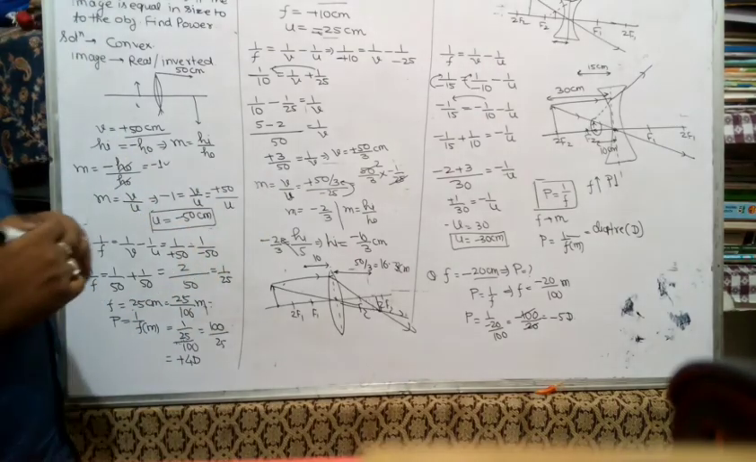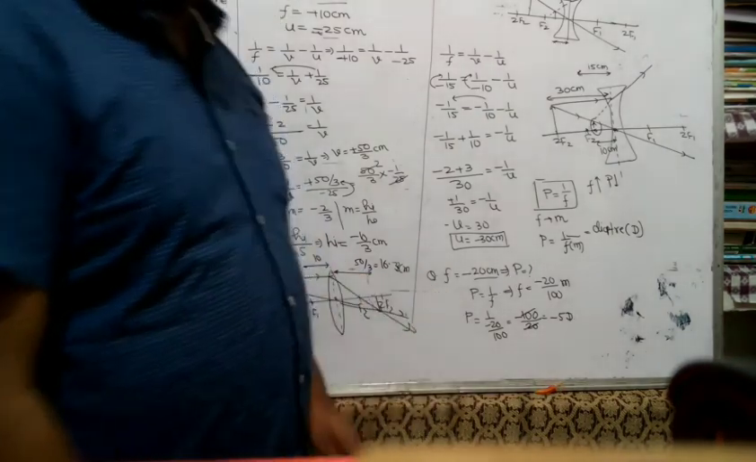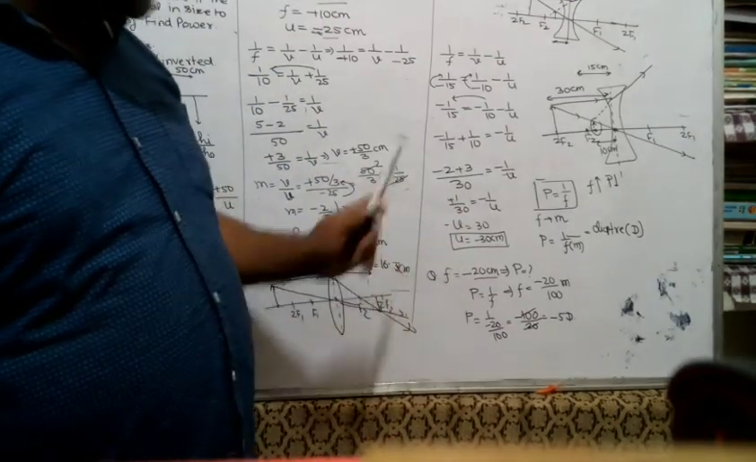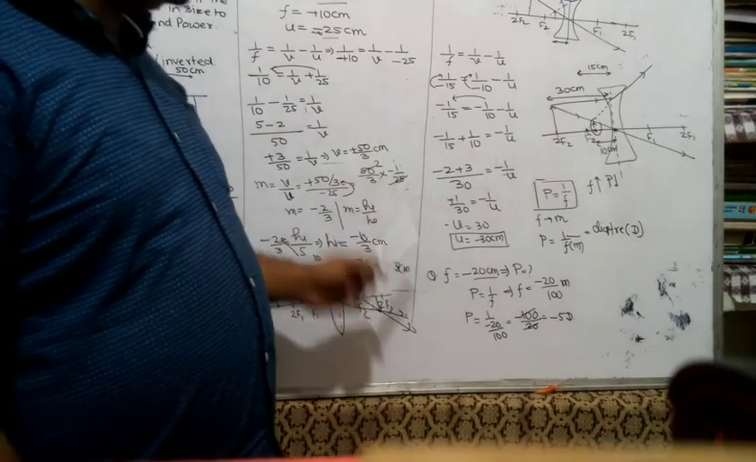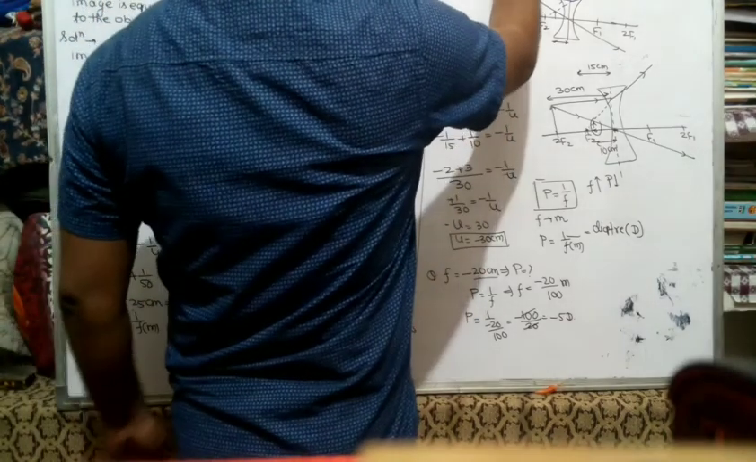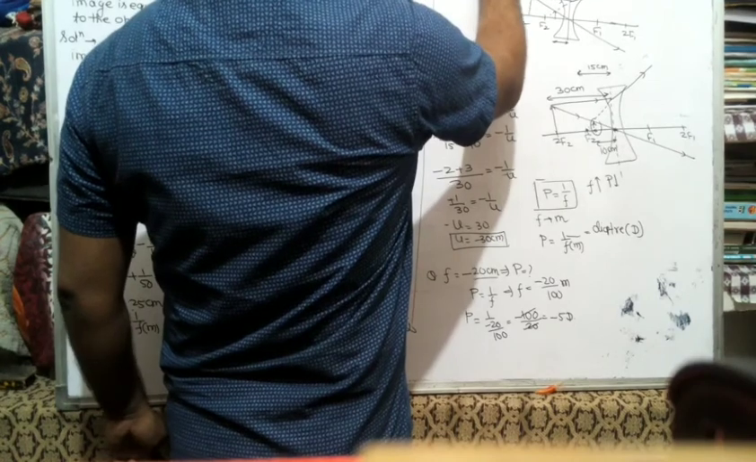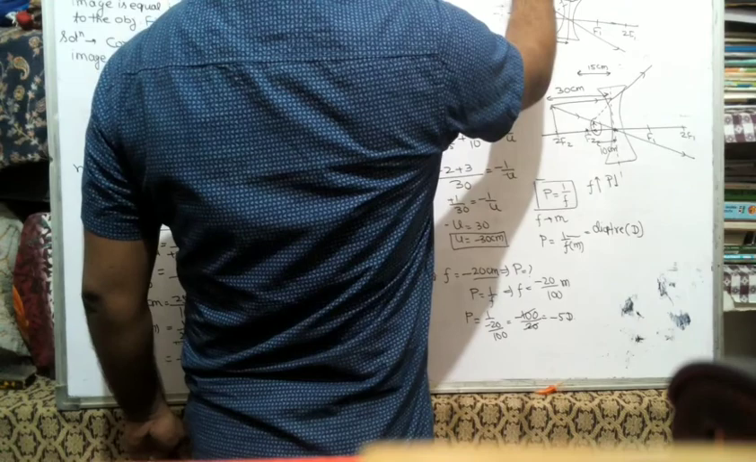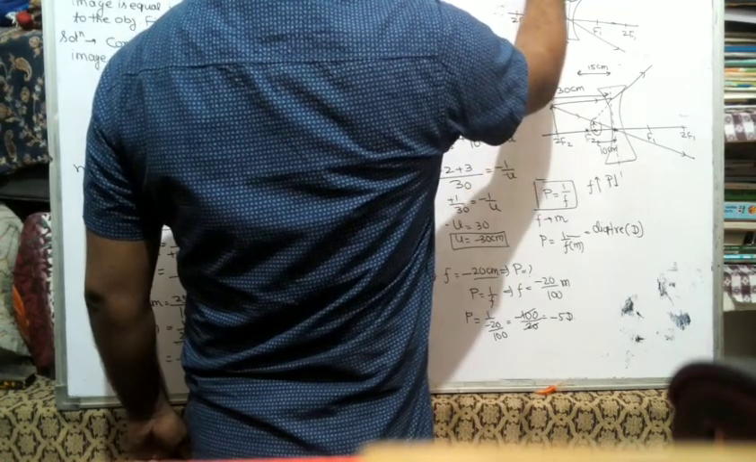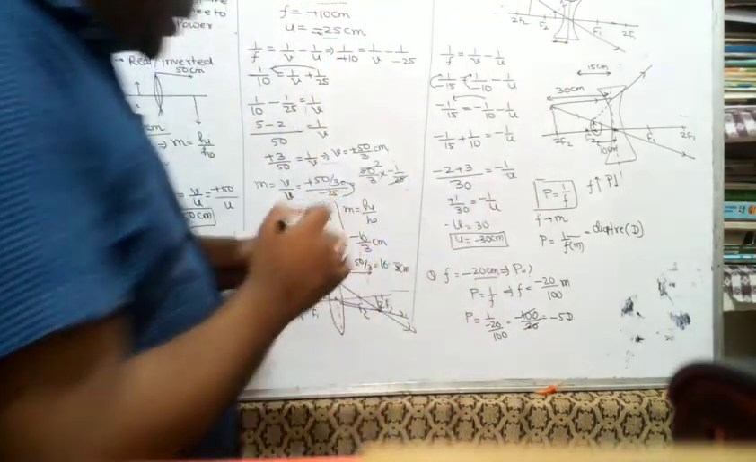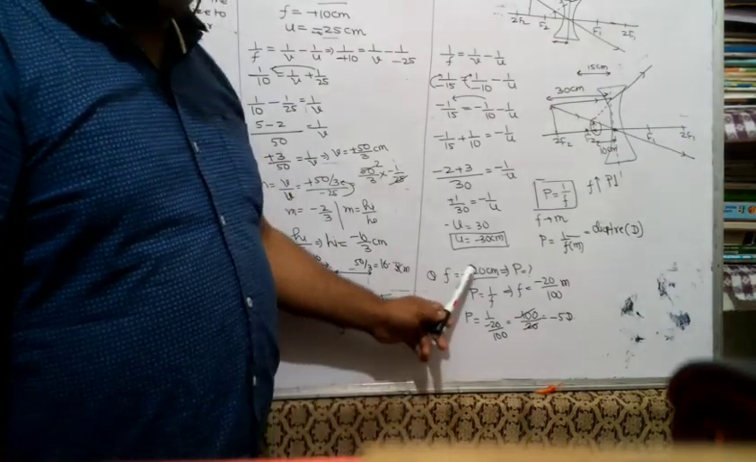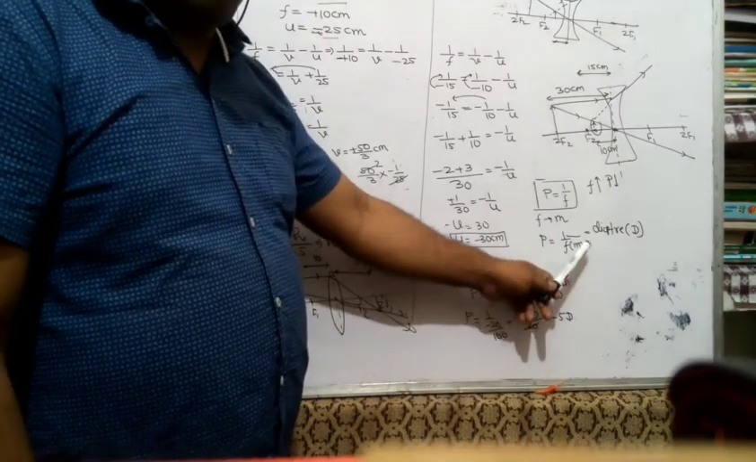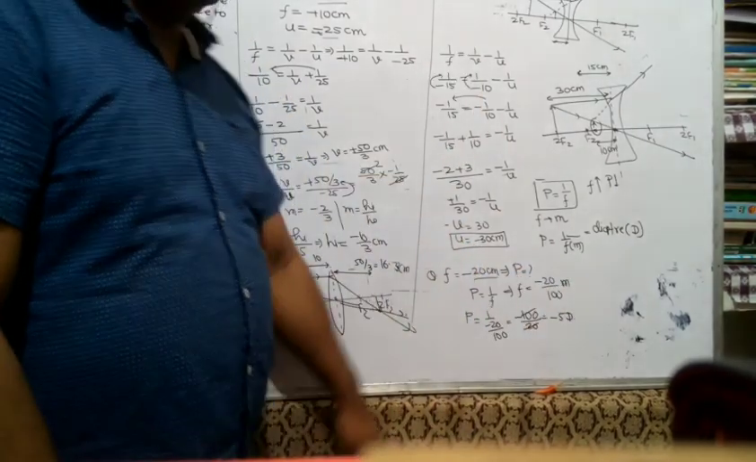So from this beta, we can also find the nature of the lens. If focal length is negative, then it is concave lens beta. And if focal length is positive, then it is convex lens. So what type of lens is this? Here focal length is negative, so lens is concave lens. If focal length will be positive, then it is convex lens.